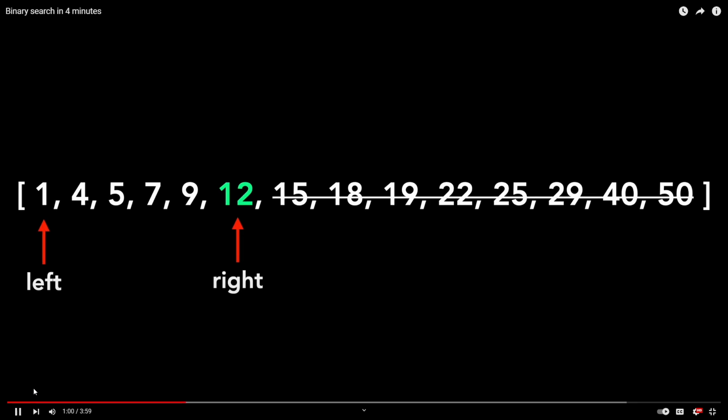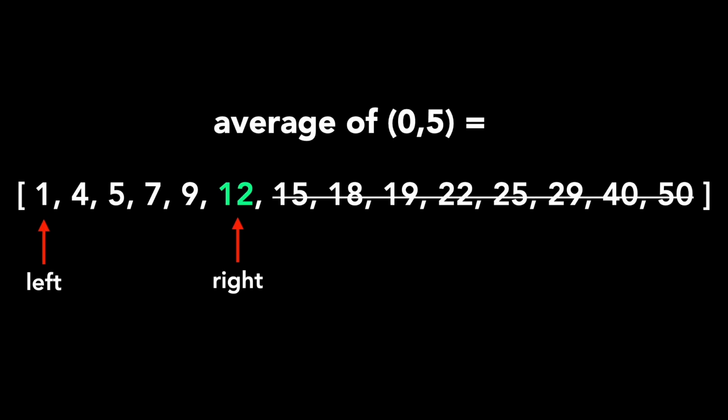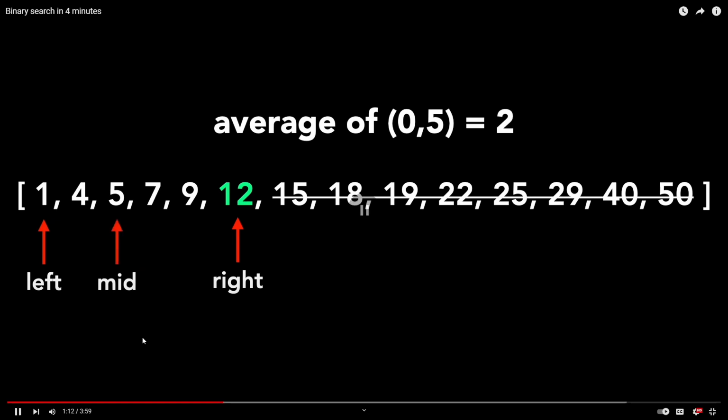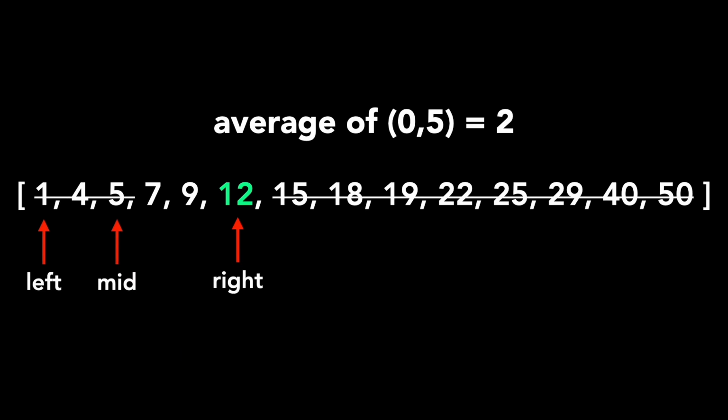Repeating the process, we'll find the new average of the left and right indices. This is index 2 with a value of 5, which again we mark with mid. Now we split this part right here. 5 is less than 12, so we eliminate it and all the values less than it by moving left to the right of mid.